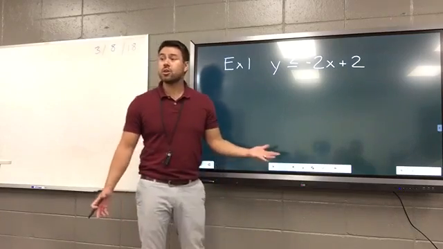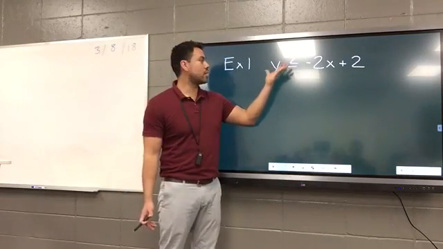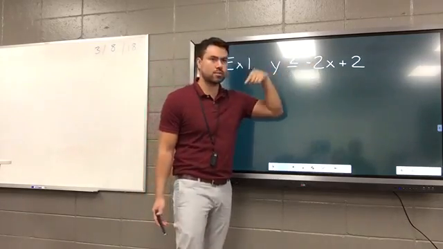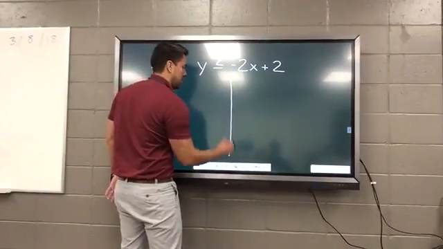Okay, how do you start this graph? All you do is start it as if it had an equal sign. So how would you graph y equals -2x plus 2? That's all you're trying to do.